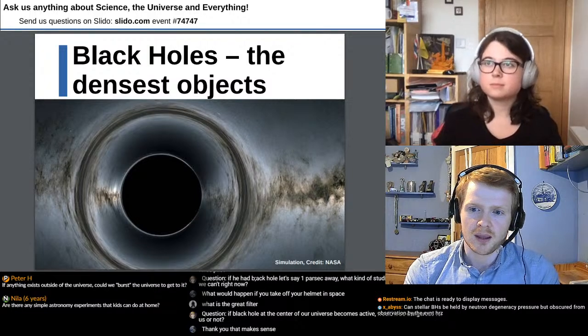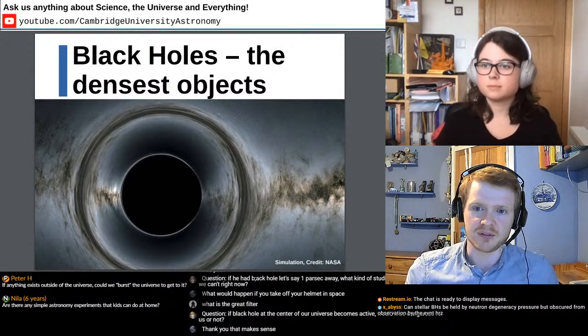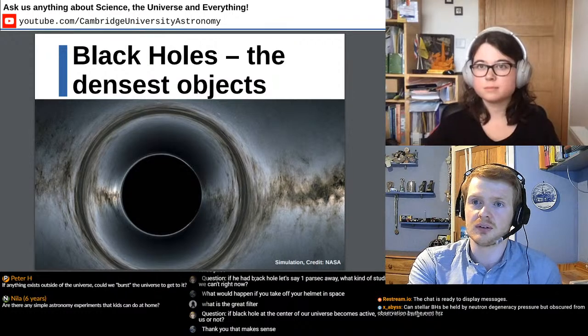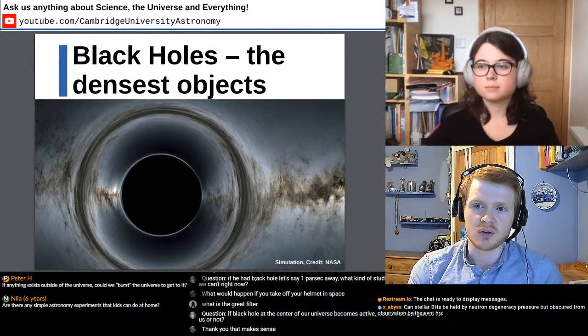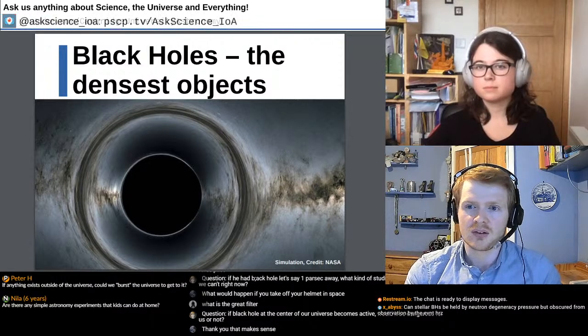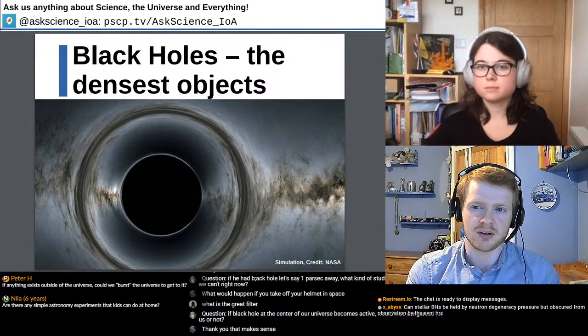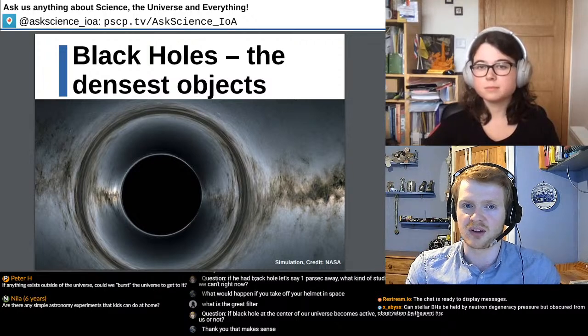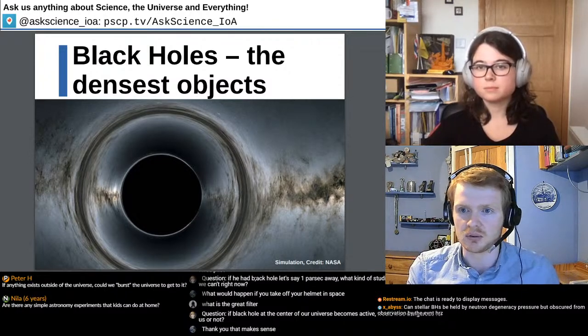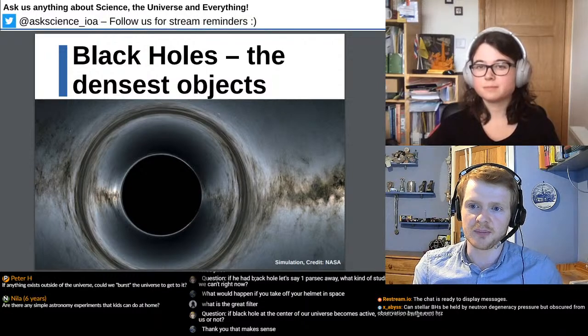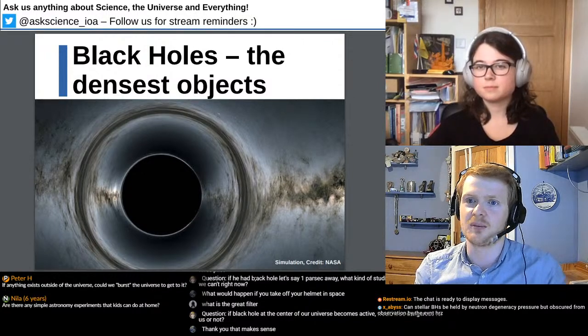To backpedal a bit and give some background for everyone, neutron stars are what we think of as the densest objects in the universe that aren't black holes. When big stars die, they leave behind a compact remnant, which is either a neutron star or a black hole, depending on exactly how massive it is. And neutron stars are held up by something called neutron degeneracy pressure.